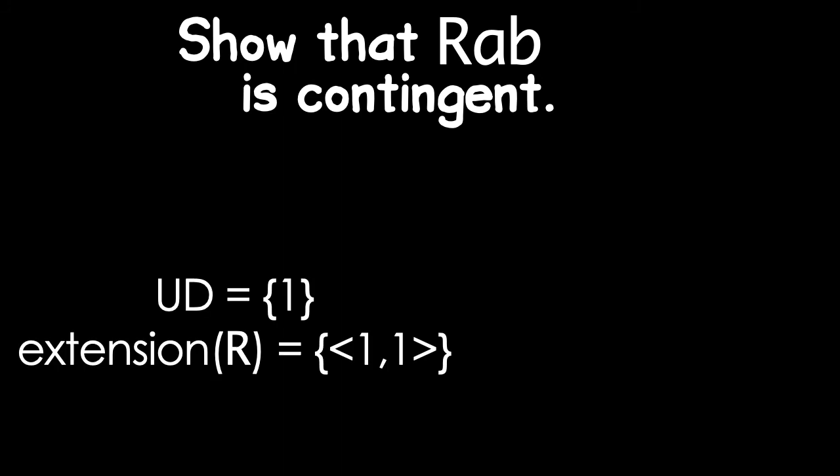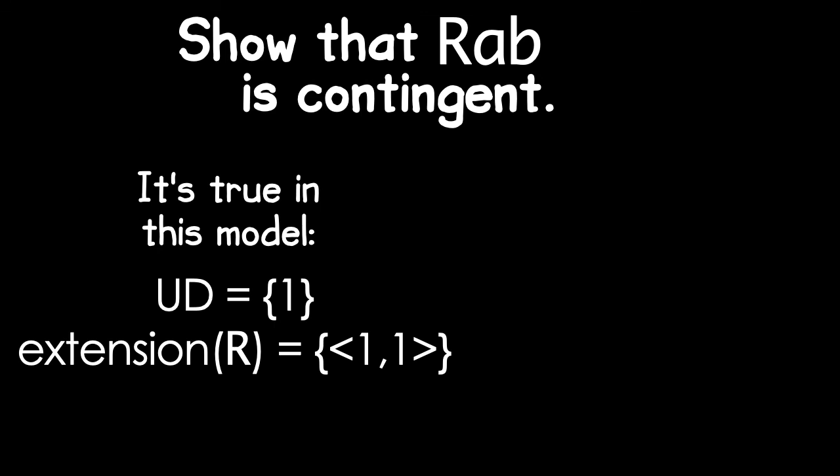Suppose we have this problem. Show that Rab is contingent. Let's start with a simple model and put just one thing in the universe of discourse, say the number 1. Recall that R is a two-place predicate, and that means its extension will be a set of pairs. The pair 1, 1 can either be in the extension of R or not. We'll put it in. Okay, we've got a model. And the sentence is true in this model. So that does one of the things we need to do.